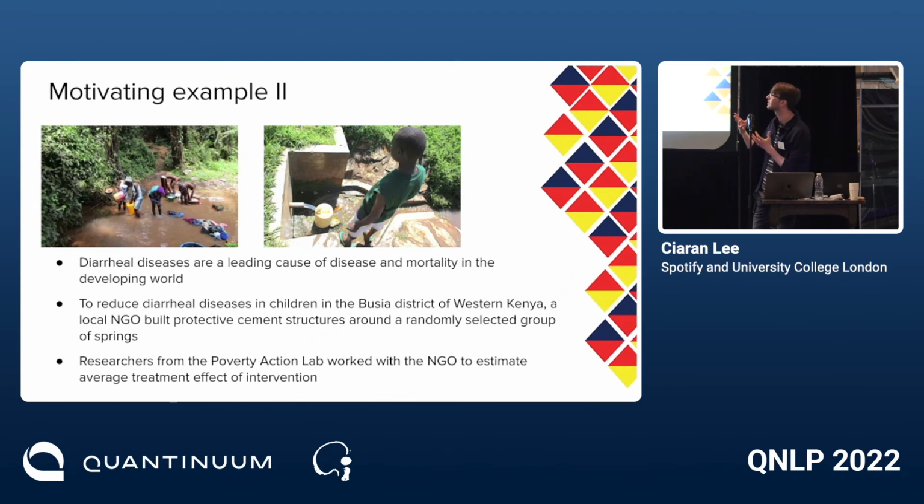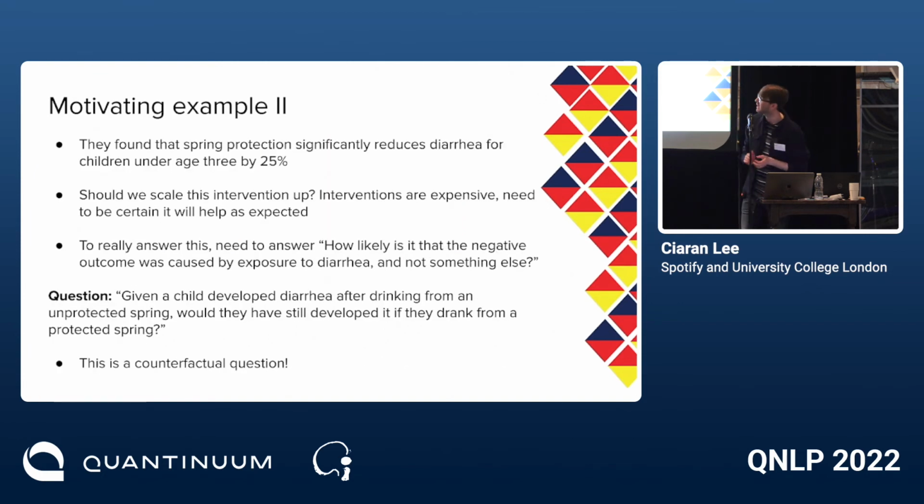So what they did was they set up a randomized control trial where they selected villages at random, went in, built these wells and so forth, and compared the incidence of these diarrheal diseases between these two contexts. They found that spring protection significantly reduced the diarrhea for children under age 3 by about 25%. So that's great. That seems like a really useful thing to do, help people in the developing world and so forth. So the next question is, should we scale this intervention up?